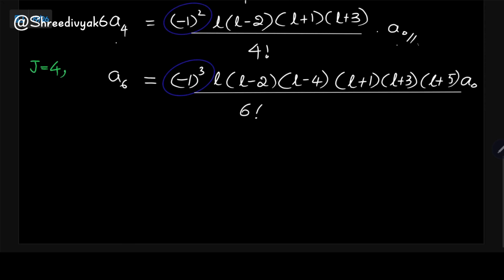Now just take the next value of j here. j is equal to 6. My coefficient would be A8. Right? Now looking at this trend, tell me what will be the value of A8. A8 would be minus 1 raised to 4 into, if nothing is present, L minus 0 will be my first term here. L minus 2, L minus 4 will be for A6.